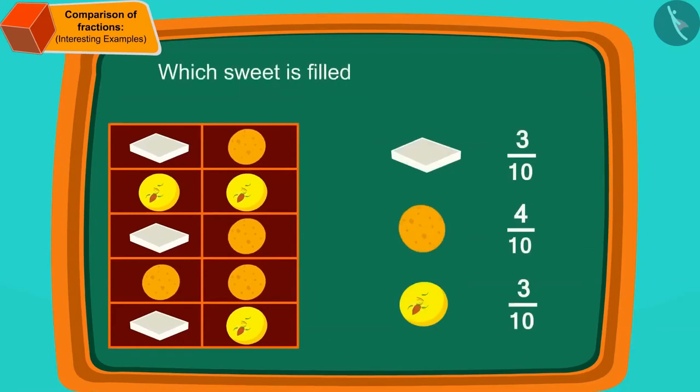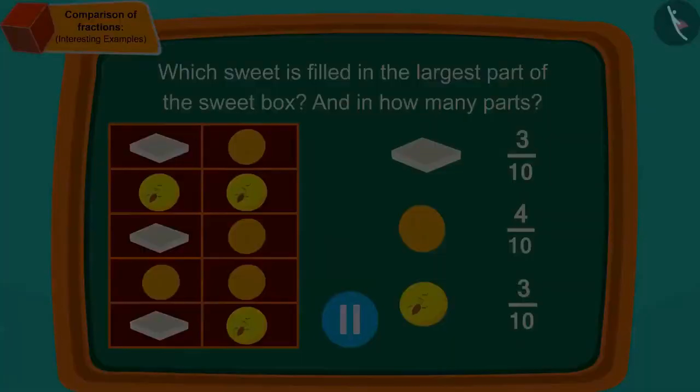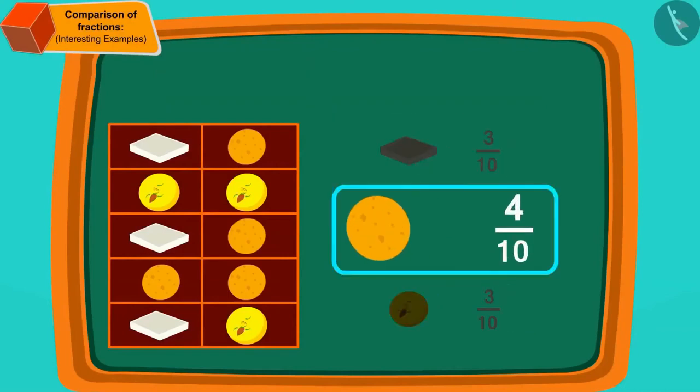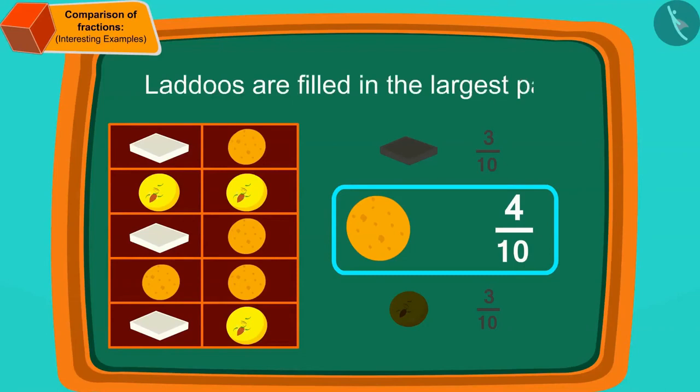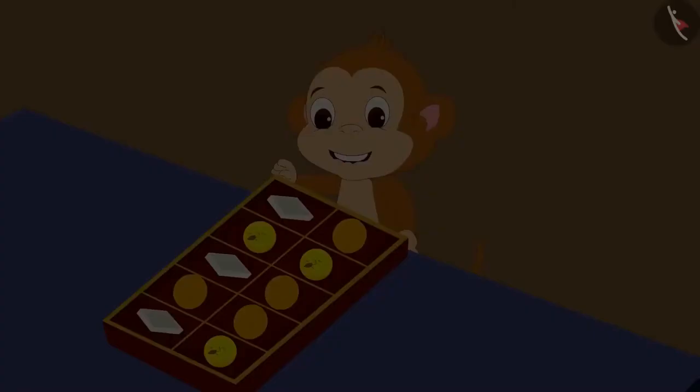Which sweet is filled in the largest part of the sweet box? And in how many parts? If you wish to, you can stop the video and find the answer. Absolutely correct! Laddus are filled in the largest part, 4/10 of the sweet box.